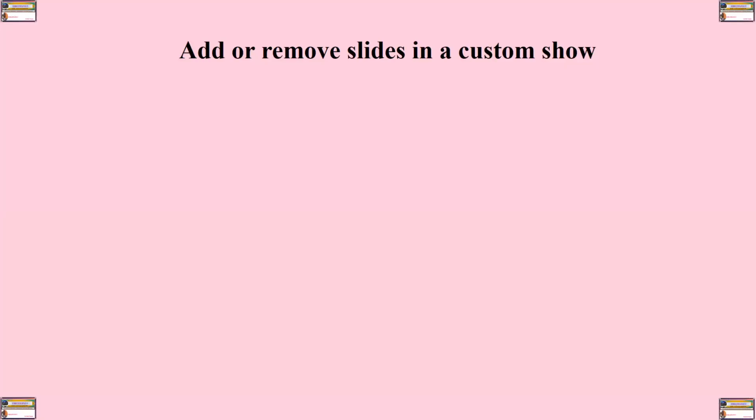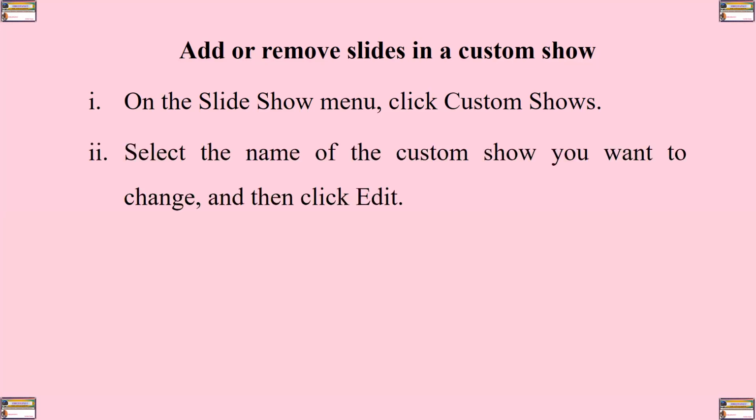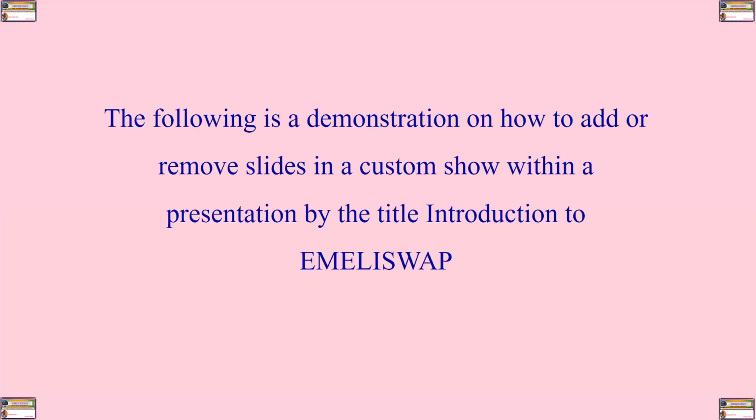When you create custom shows, you can always add or remove slides in a custom show. How do you do that? On the slideshow menu, you click on custom shows. Then select the name of the custom show you want to change and click edit. Add or remove the slides you want by clicking on the remove button, and then you click OK.